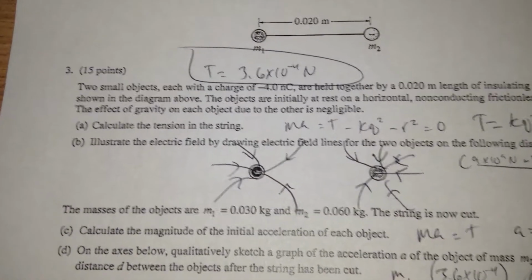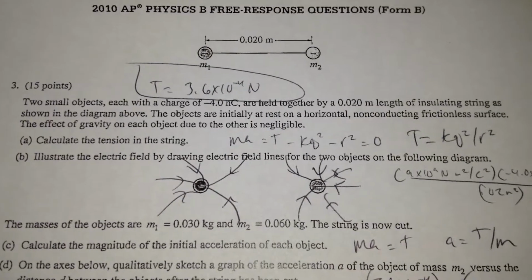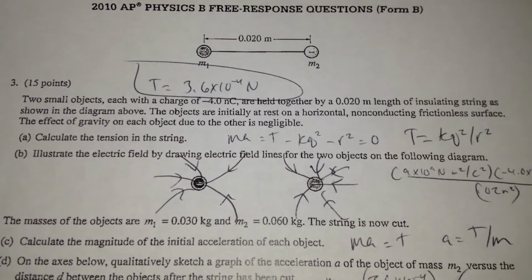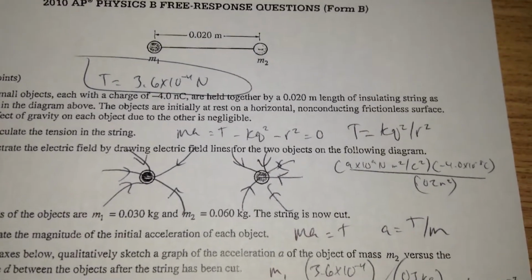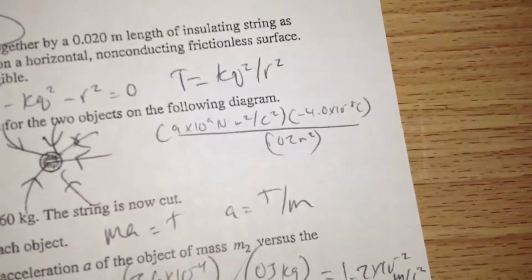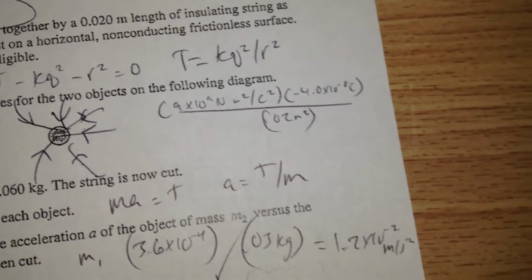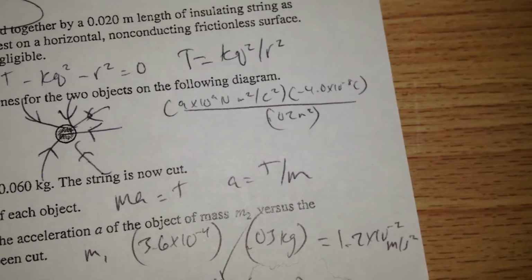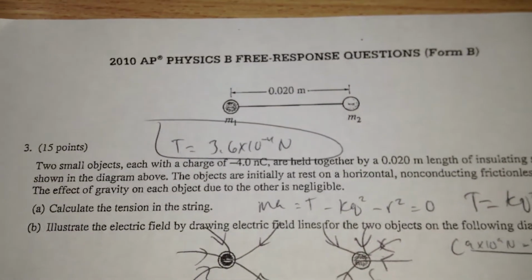So F is equal to ma, and you also want F to be equal to all your forces. So you're going to use ma equals T minus kQ squared over R squared equals 0. So T equals kQ squared over R squared. When you plug in, you'll have 9 times 10 to the 9th newton meters squared per coulomb squared times negative 4.0 times 10 to the negative 8th coulombs, over 0.02 meters squared. That gives you an answer of T equals 3.6 times 10 to the negative 4th newtons.